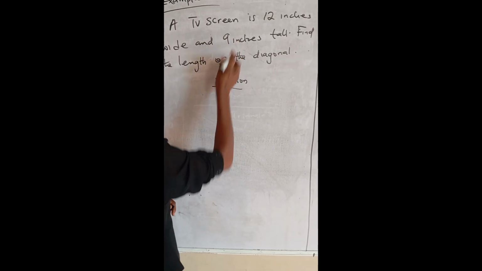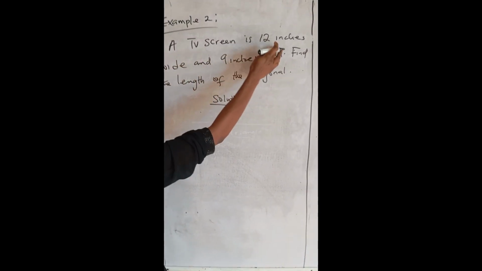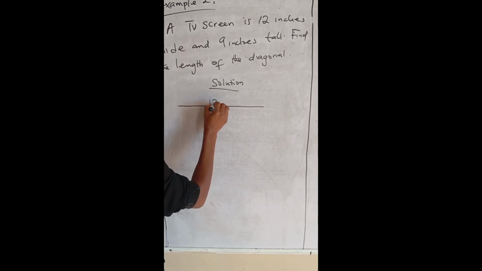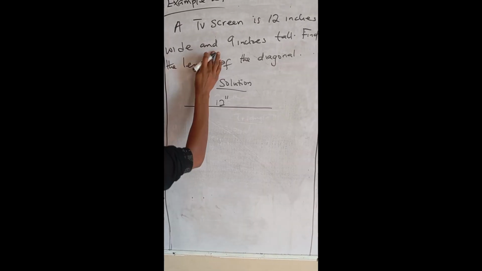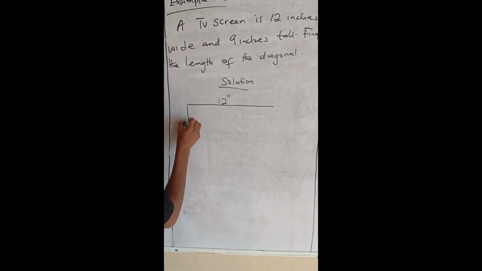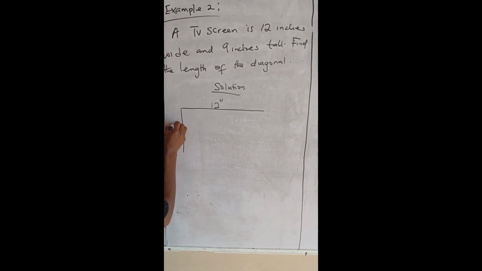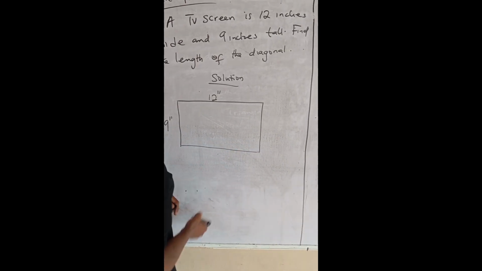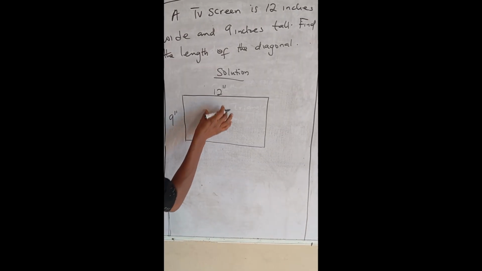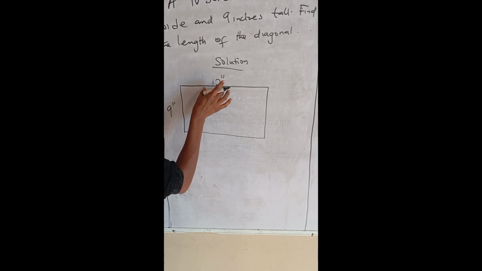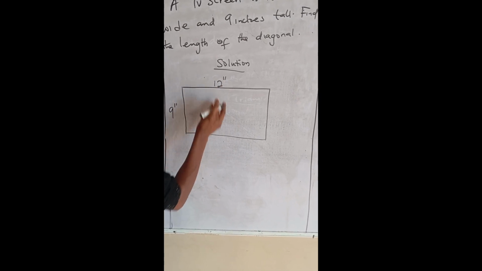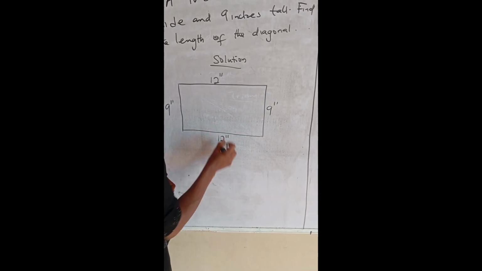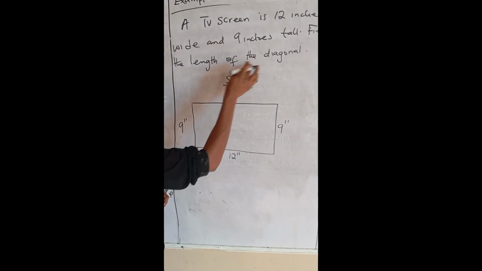Let's interpret the question. A TV screen is 12 inches wide. This is the wideness of the TV and it's 12 inches. And 9 inches tall. This is the height of the TV, 9 inches. Let's bring it together. This gives us a rectangle. And remember, one of the properties of the rectangle is that opposite sides are equal. 12 inches here is also 12 inches, 9 inches. We are to find the length of the diagonal.